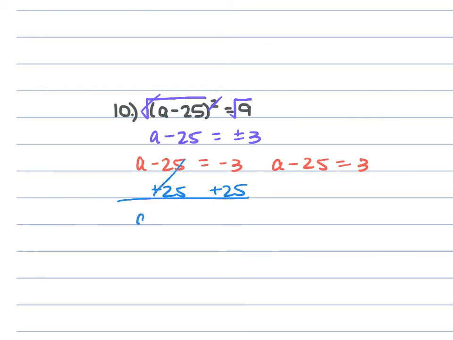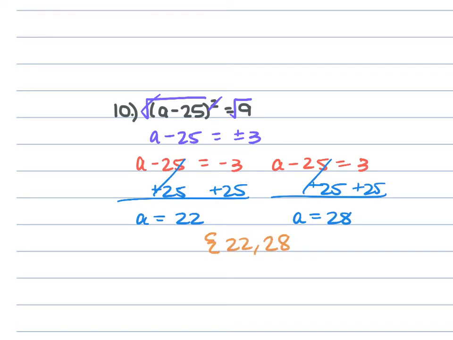So this is going to give us a is equal to 22, and a is equal to 28. And then on your quiz, you're going to see it as brackets. So 22 comma 28 would be the answer choice that you choose.